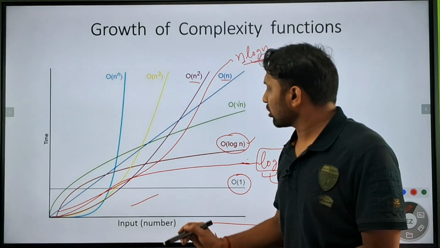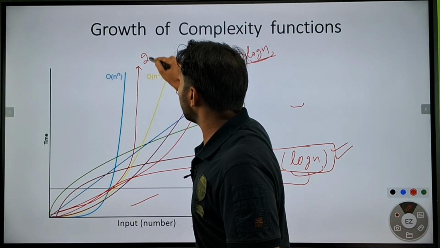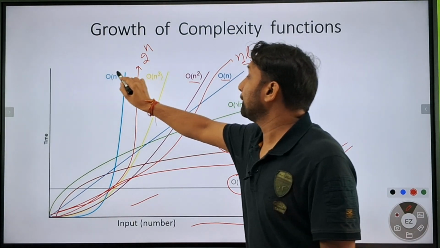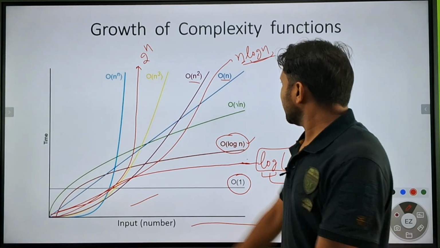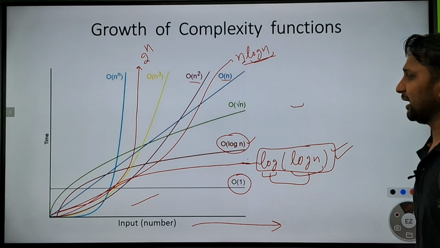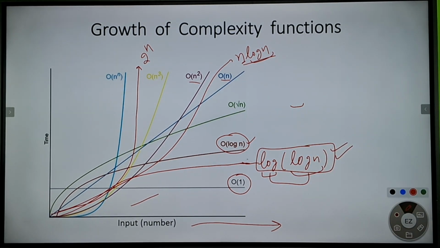Let me add some more important complexity functions, very popular ones. So here I can add 2 power n. So 2 power n is greater than n cube, but smaller than n power n. Okay. Fine, okay. So these are some standard complexity functions. These must be in your brain whenever you are solving the GATE questions. This graph, this chart must be in your brain.